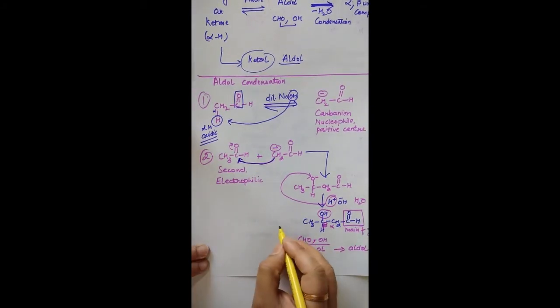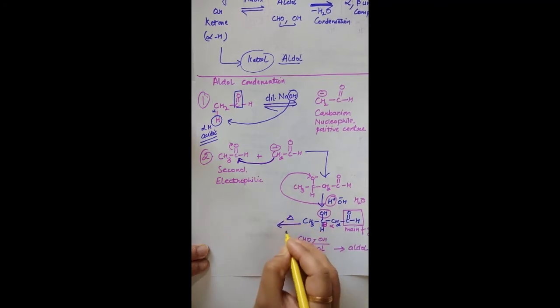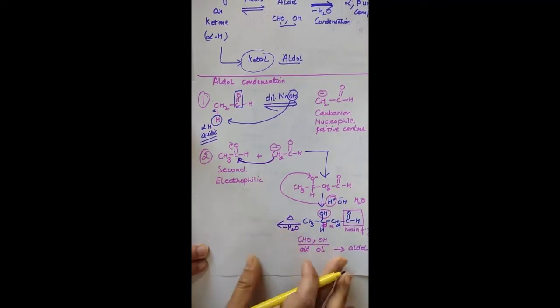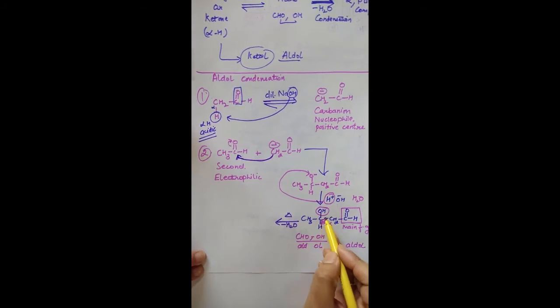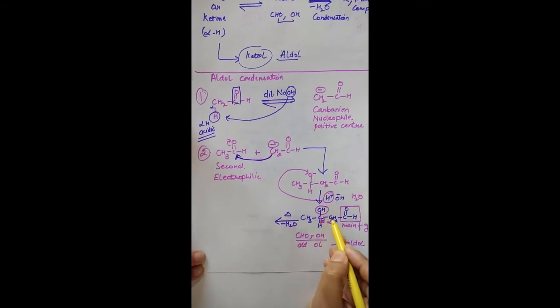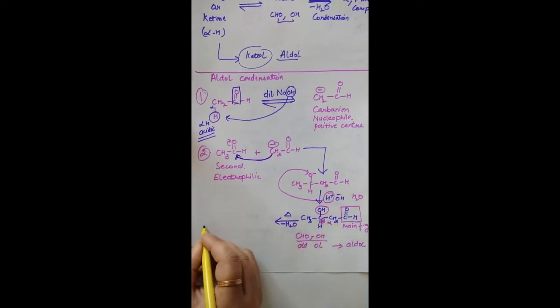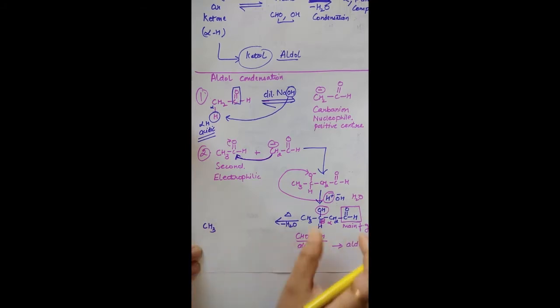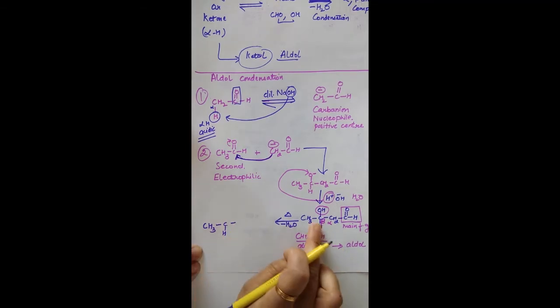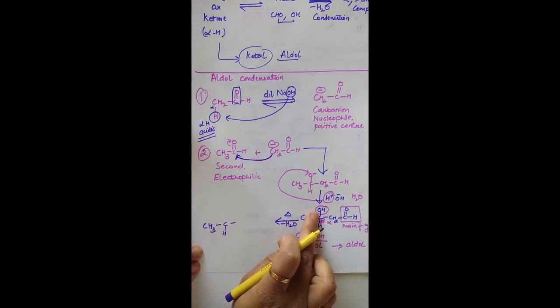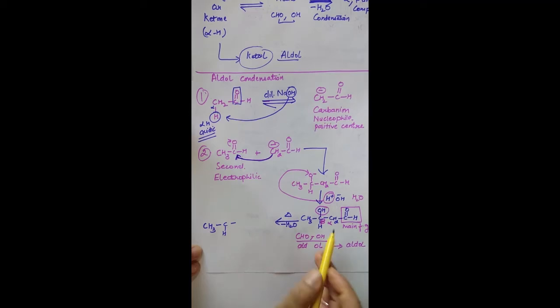Now what happens next? Now when you further heat it, removal of water will take place. From where will water be removed? OH from the beta position and H from the alpha position. So the next will be the formation of CH3 CH, and here from the beta position OH will be removed, and from the alpha position H will be removed. So removal of water, H2O.